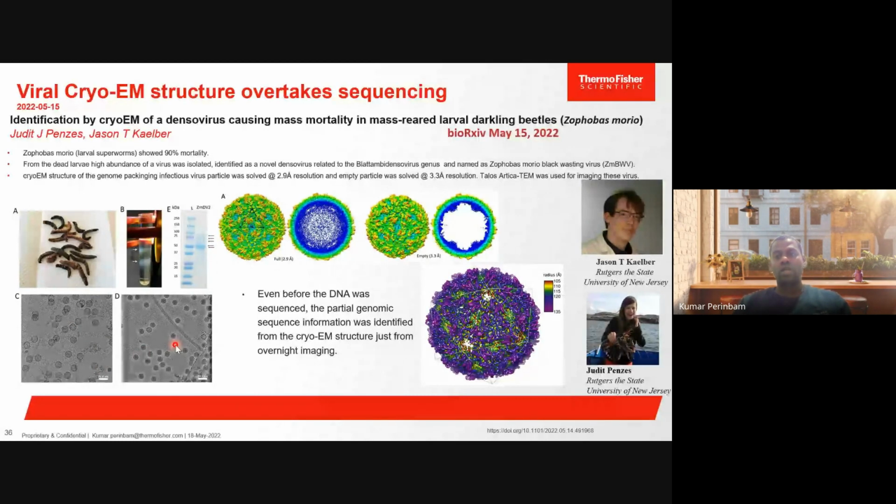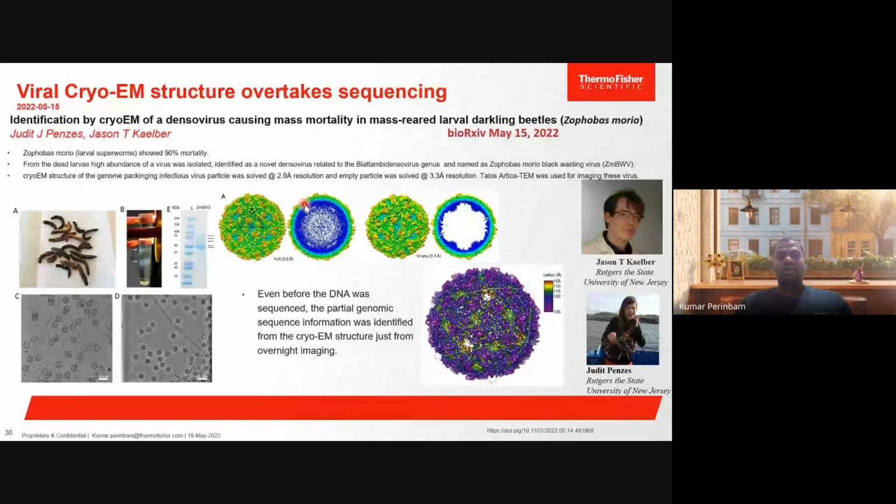Within a couple of weeks, not even actually within a week, they were able to partially solve the structure to 2.9 angstrom in full structure and 3.3 angstrom for the capsid. With this, they were able to partially sequence it just from the proteins. They were able to see the protein side chains and assign what the sequence could be. So in some sense, they are overtaking the speed of sequencing itself.